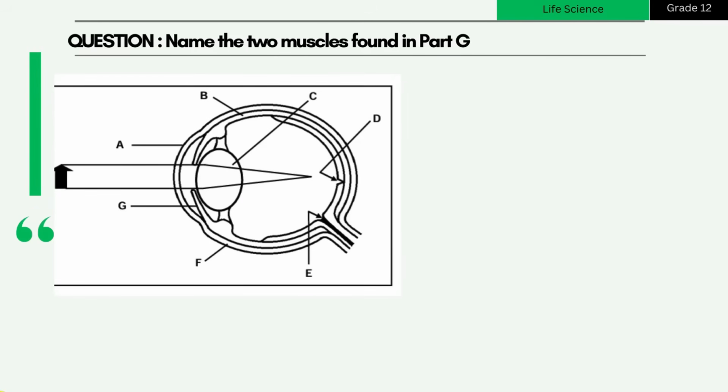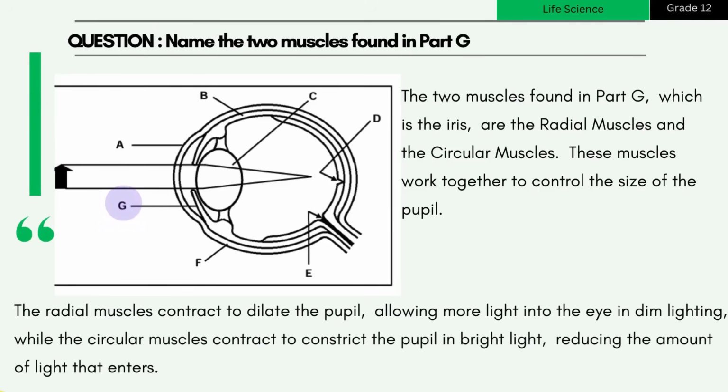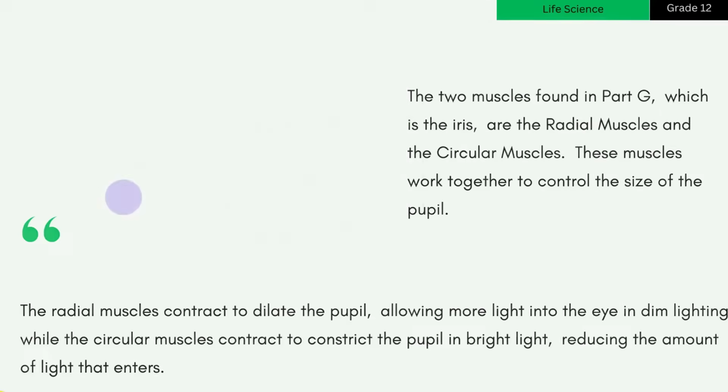Question: name the two muscles found in Part G. The two muscles found in Part G, which is the iris, are the radial muscles and the circular muscles. These muscles work together to control the size of the pupil. The radial muscles contract to dilate the pupil, allowing more light into the eye in dim lighting, while the circular muscles contract to constrict the pupil in bright light, reducing the amount of light that enters.